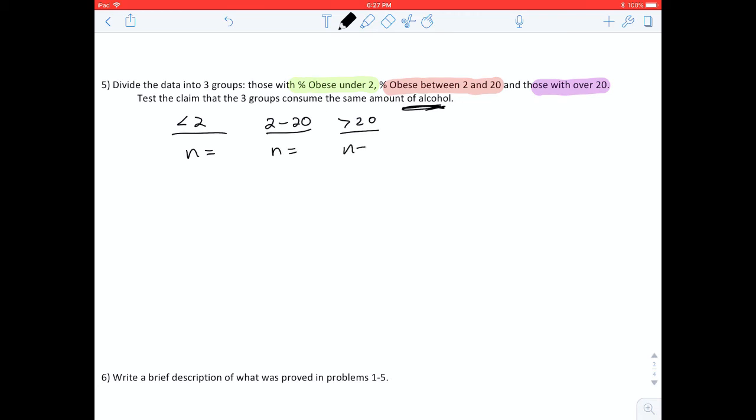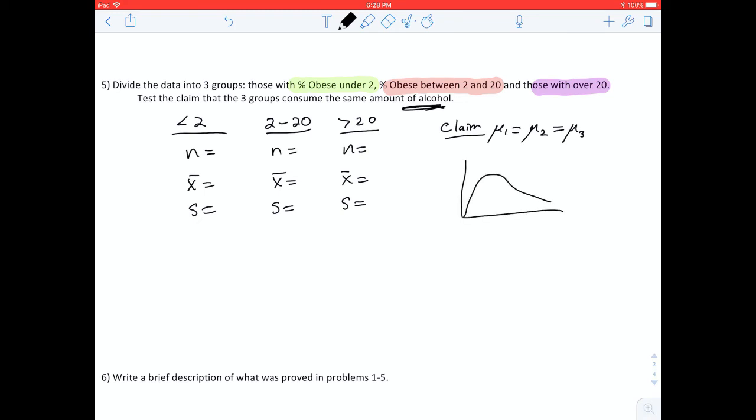What's their sample size? What's the mean alcohol consumption? And of course, what's the standard deviation? So you find the mean and standard deviation for all of those. Then the claim is that all 3 means are the same. And with this one, you don't have to write down H sub 0 and H sub 1. Just the claim is good enough.